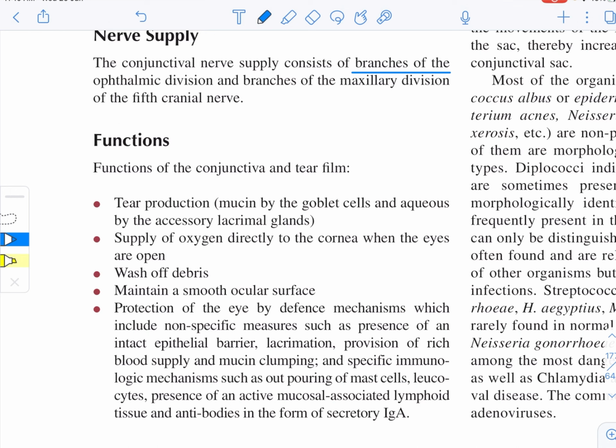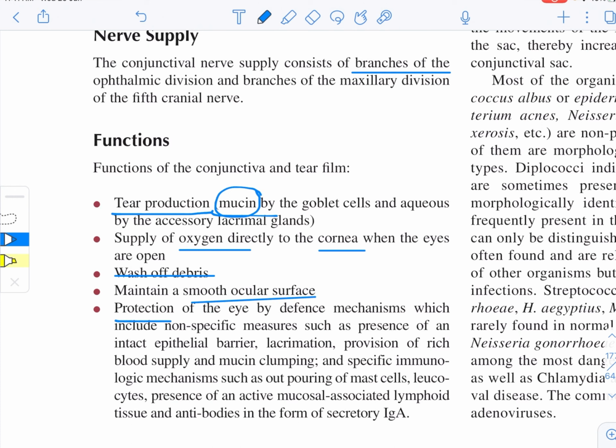Functions of the conjunctiva, this is a question. Tear production, so it forms some parts, that is the mucin by the goblet cells and aqueous by the accessory lacrimal glands. So tear production, it contributes to the mucin. Supply of oxygen directly to the cornea when the eyes are open. Wash off debris. Maintain smooth surface. The ocular surface has to be smooth for the person to feel comfortable.